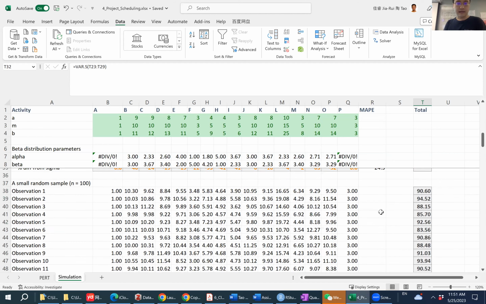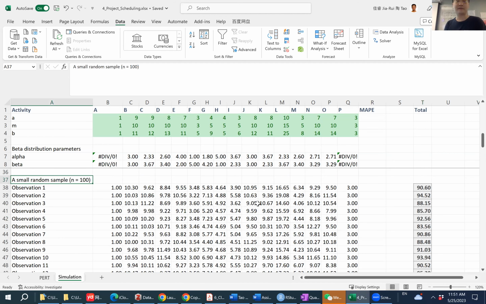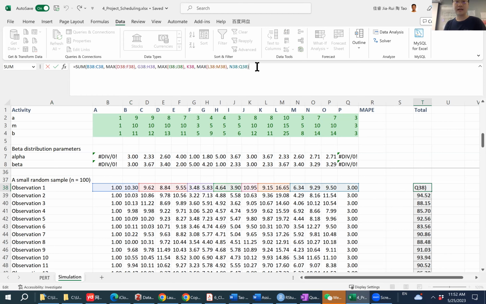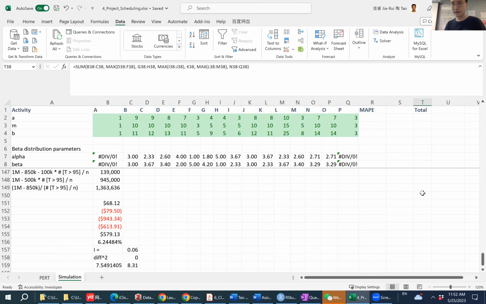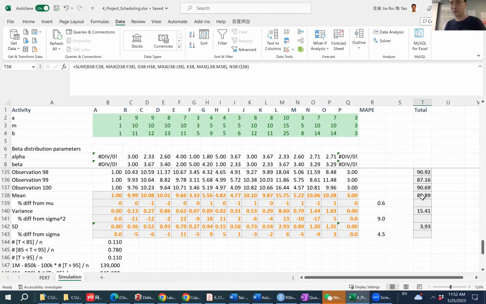So here, following that, I created a slightly larger sample, but it's still considered a small sample, 100 cases of the simulation. For each of them, I used the beta distribution to generate the duration of individual activities. Then I used the same formula to count the longest path along these activities. So for each case, I generated the total duration. And let's see how they compare with our Perl approximation.